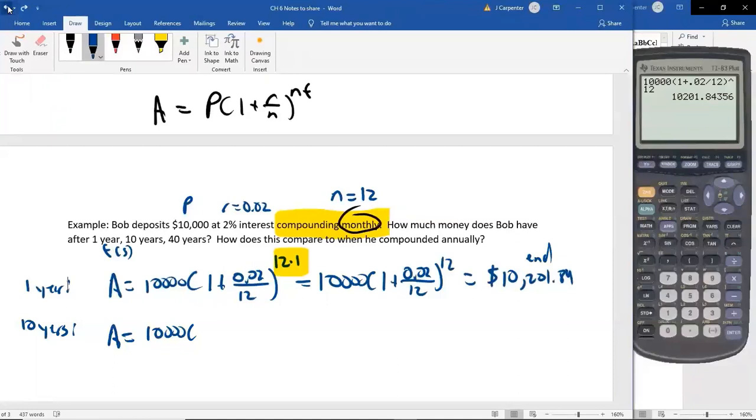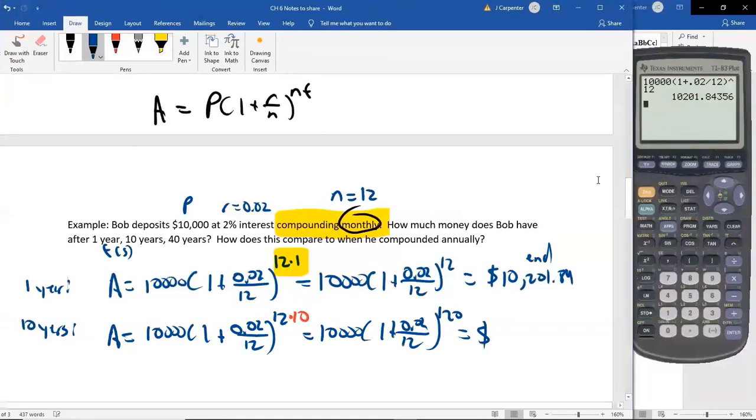periodic rate. All right, look at how much of this formula doesn't change. The principal doesn't change, the rate doesn't change, the end doesn't change. The only thing that changes, I'll do it in a red color just to show you the only thing that's changed, is this. The years went from 1 to 10. So that's 10,000, parentheses, 1 plus 0.02 over 12, raised to the 12 times 10 is 120.